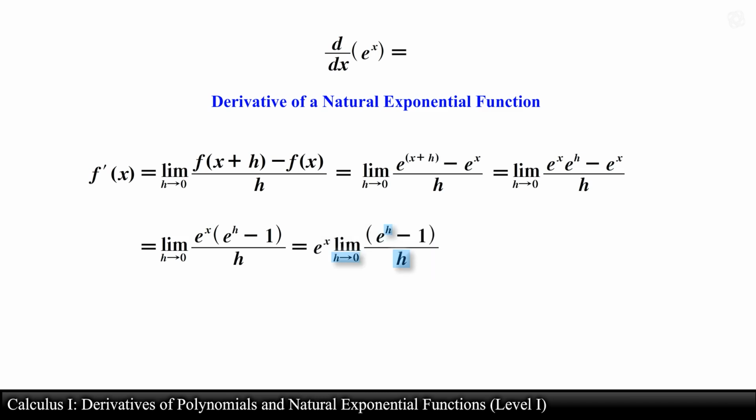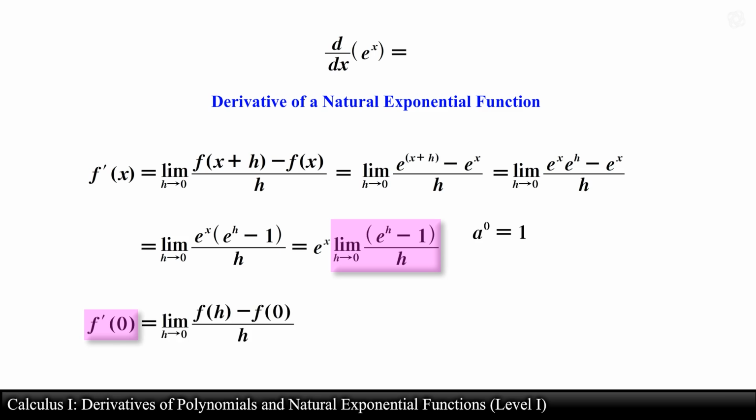Notice that we can't just substitute 0 for h, since division by 0 is undefined. So we're going to find this limit in a different way. Notice that this expression does not contain the independent variable x. The only way that this can occur is if the variable x was equal to 0. Recall that any number raised to the power of 0 is equal to 1. This means that this expression is essentially the derivative of the natural exponential function evaluated at x equals 0.